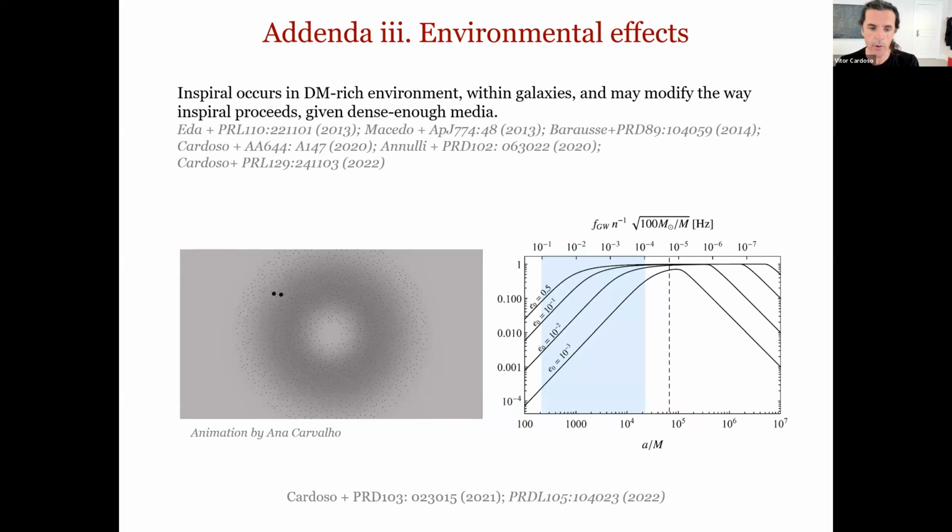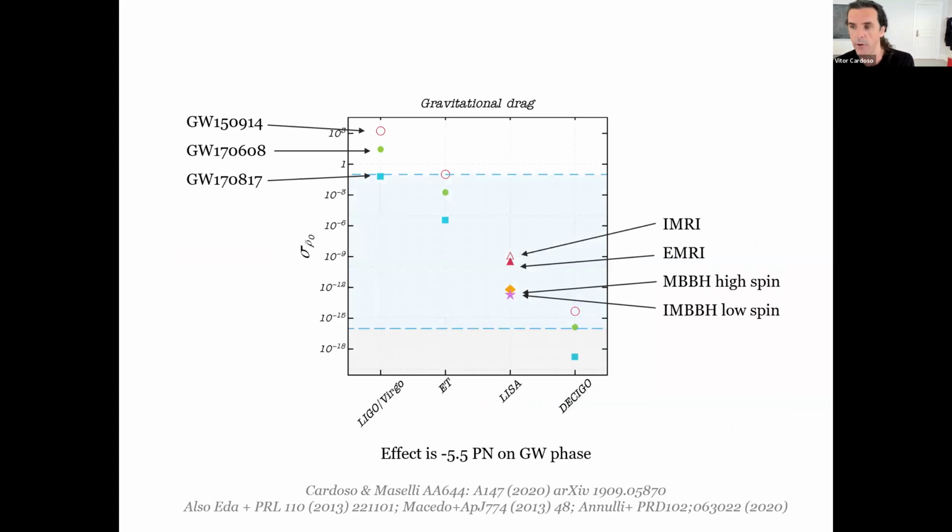Now, when you place a black hole binary in some environment, it's going to accrete matter, it's going to be gravitationally pulled by the environment, and all of this is going to change the way the Inspiral proceeds, okay? If you do a very naive estimate, the dominant effect is the gravitational drag that comes at the minus 5.5 PN term. So you can use this to estimate the sensitivity of your detector to the environment.